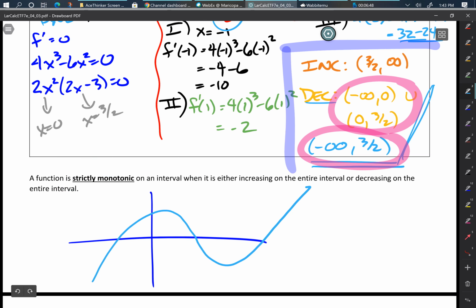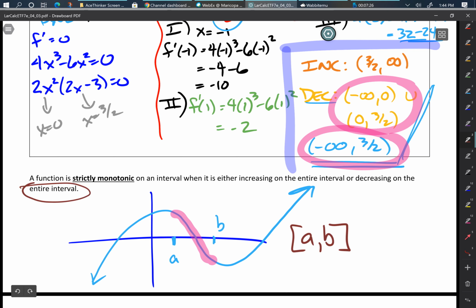You might have a function whose global behavior is this, but if all we care about is some little tiny piece of that, then that function would be strictly monotonic on the interval AB because it is only decreasing on that entire interval A to B. So if all we cared about was A to B, you could argue that it is strictly monotonic on that interval because that's all we got there. Okay? So just be careful with that because you have to make sure you know what's the interval that they're asking you about.